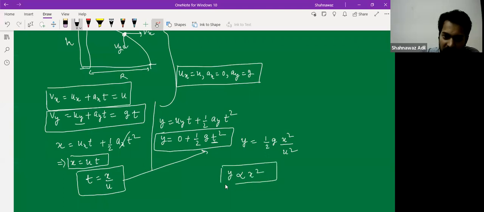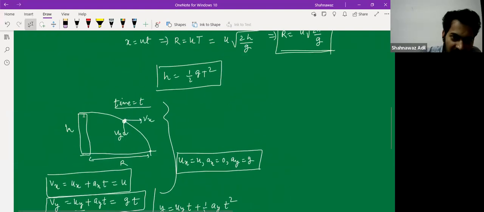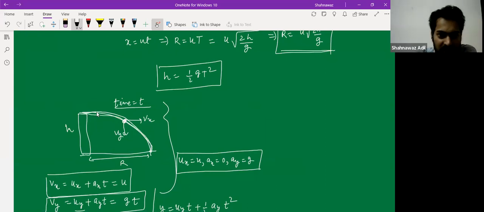So this is called the trajectory or the path that it travels along the way. Okay, so you can see that y is proportional to x square, so it will behave like a parabola. From here, you see that this is behaving like a parabola. So this is the path, the trajectory that we calculated. Okay, understood up to this point?